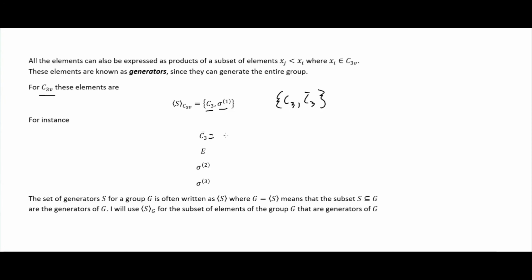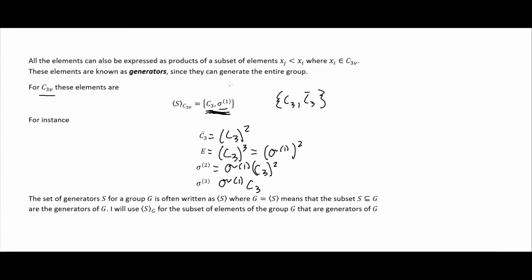And so, for instance, the C3 bar is just C3 squared. And so we've only used our C3. The E is something we can do either a C3 cubed, or we could do a sigma 1 squared. Both of those will get us to E. So the sigma 2 we can get to from doing a sigma 1 and then a C3, actually C3 squared, and then sigma 3 we can get to from a sigma 1 and just a C3 once. And so we see all of the other members of this group we can get to with just these two members. And so these two members can form a generator for our group.